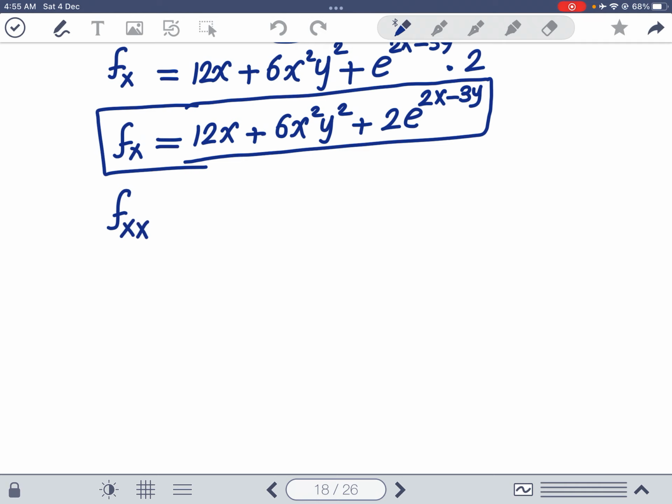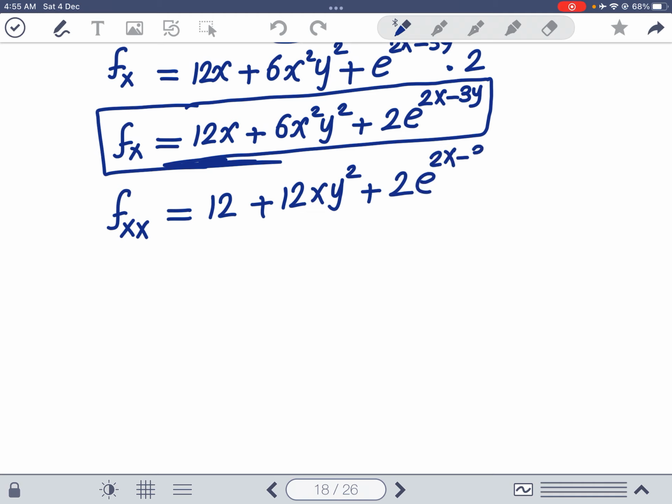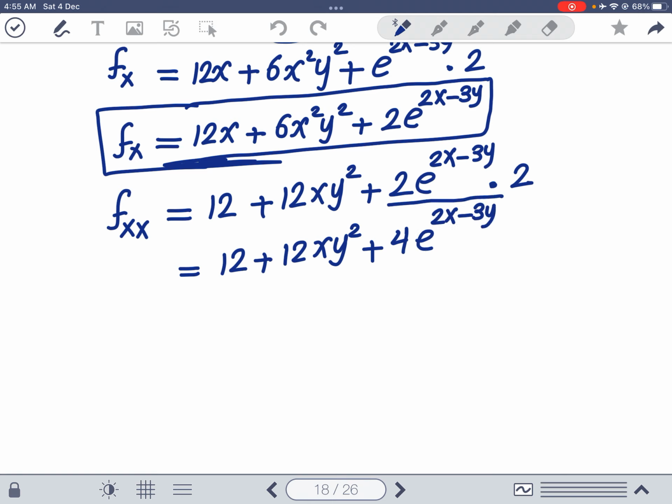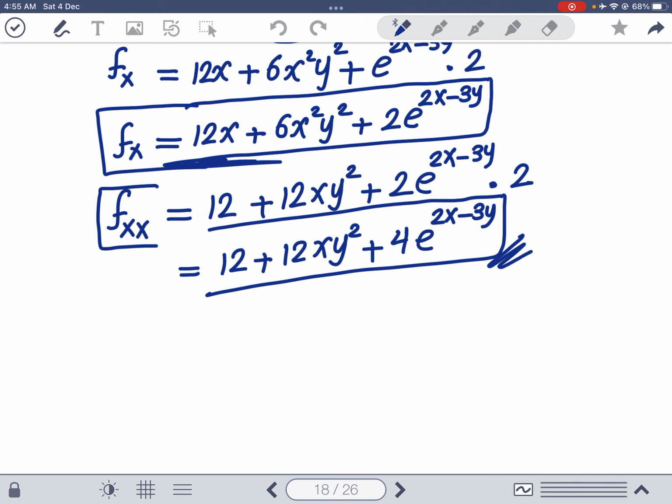So do another derivative with respect to x, but of this. It will be 12 plus 12x, and y squared is like a constant, plus 2, copy the exponential as it is, times the derivative of the exponent with respect to x, again another 2. So this will be 12 plus 12xy squared plus 4 times e to the 2x minus 3y. This is the first one out of the 4 second order partial derivatives. This is the first one.